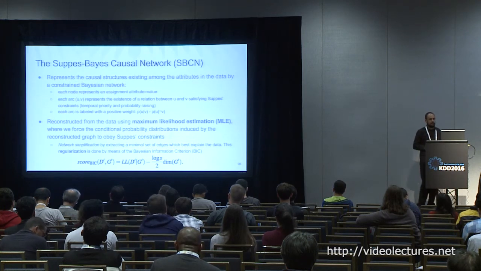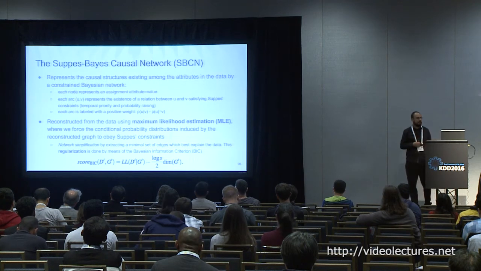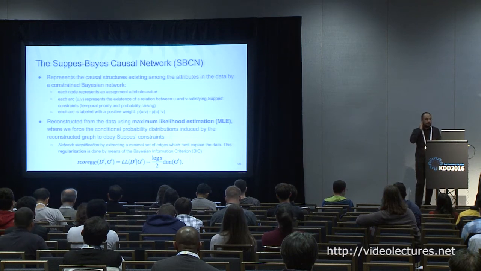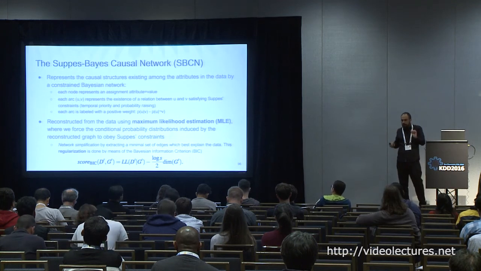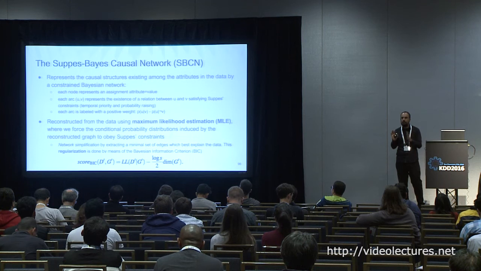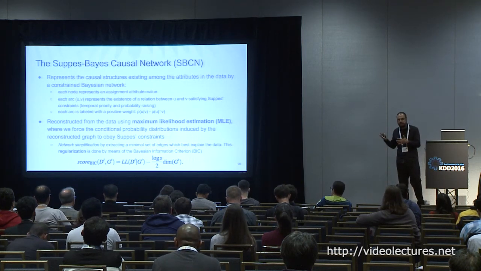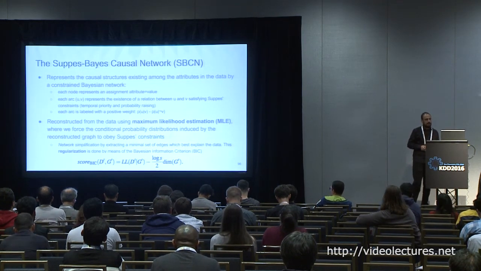So in this paper, they present this causal network, this subspace causal network, which represents the structure similarly to a Bayesian network, except that every arc in this network must satisfy these constraints, both in terms of time and in terms of increasing the chances of the outcome, right?